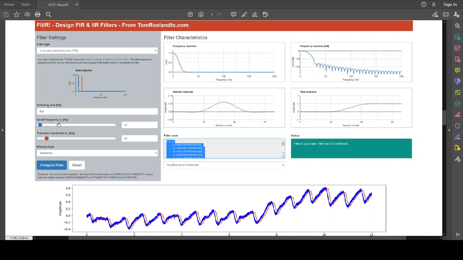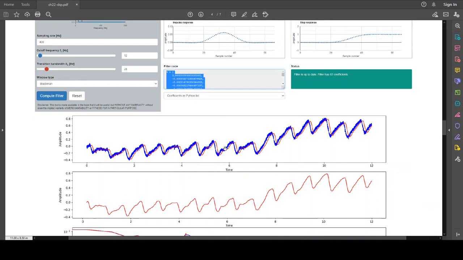Here's 12 hertz, same exact cutoff frequency as before, but I reduced the bandwidth. So I'm basically saying I want this slope to be sharper. I want a sharper cutoff frequency. And in this case, it needs 67 coefficients. So the penalty for trying to get a sharp cutoff frequency is that we have to save more data and do more math. But look how smooth it is when it comes out.